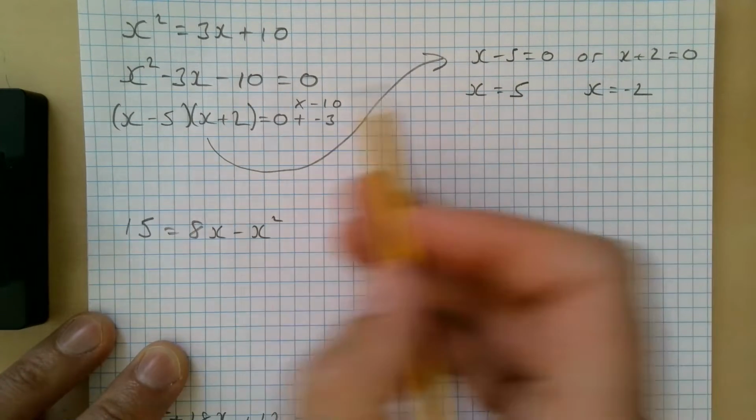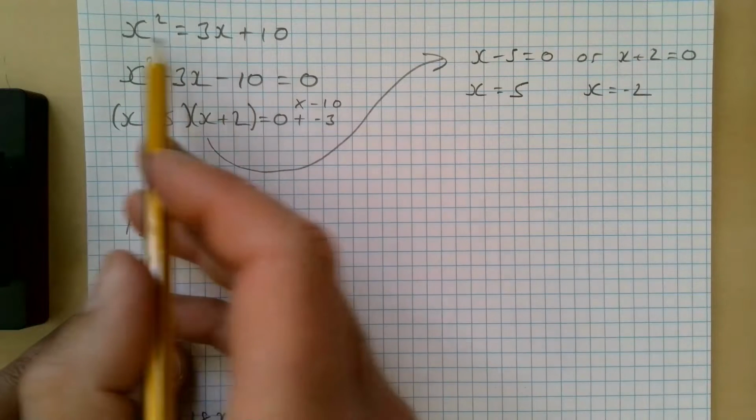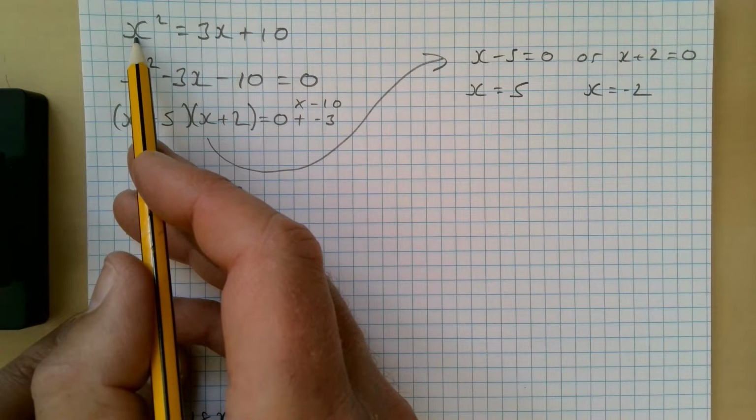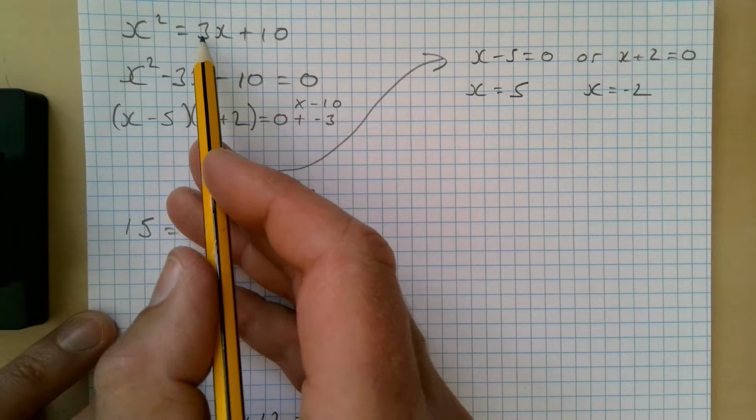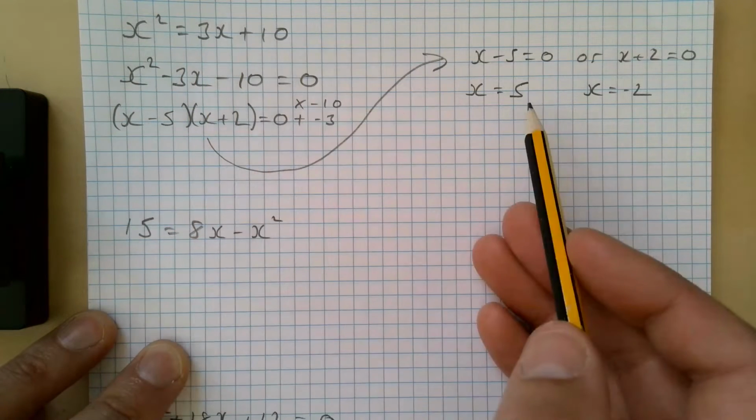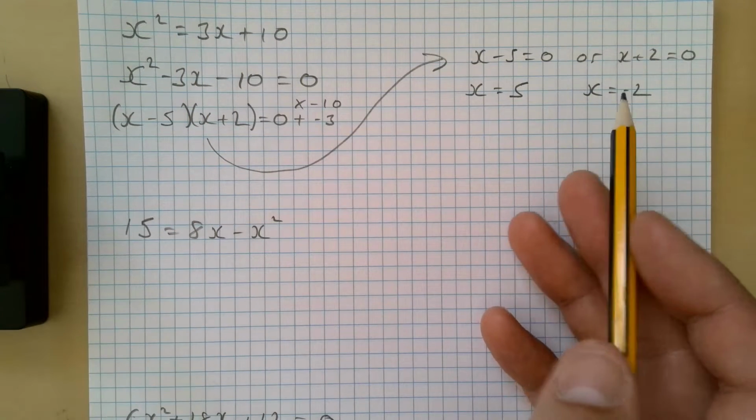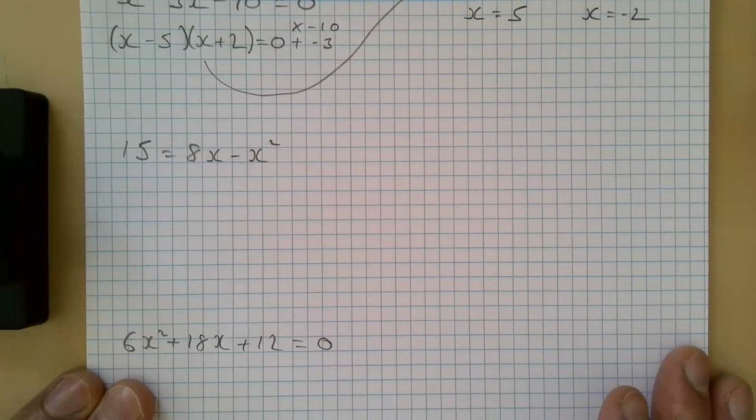Again, if you sub any of those numbers in, that will work. Take a wee look at this one. Try 5, for example. 5 squared is 25 equals 3 times 5, which is 15, plus 10. So 5 is one of the two numbers that works for this. Let's take a look at example 2.